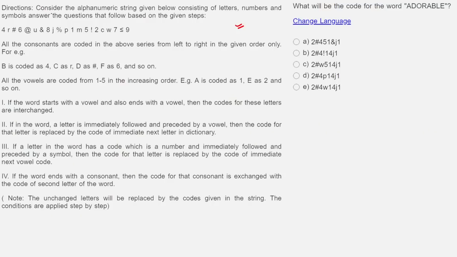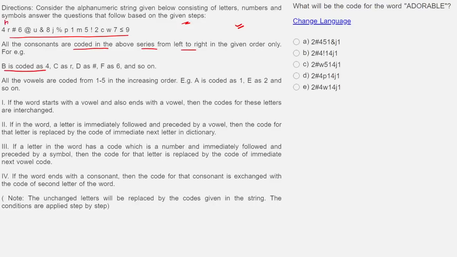Let's look at this question now. What is the direction here? Consider the alphanumeric string given below consisting of letters, numbers, symbols, etc. and answer the questions that follow based on the given steps. So some string is given. All the consonants are coded in the above series from left to right in the given order only. Example, B is coded as 4.